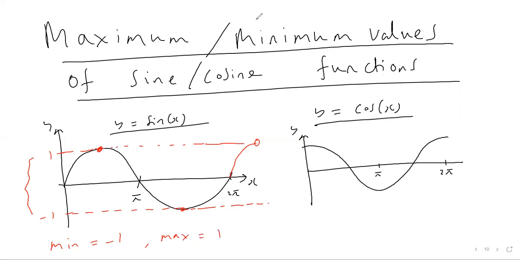And exactly the same idea with this cos graph, because again, the cos graph is just the sine graph shifted to the left by pi/2. That's what the cos graph is. So again, it's bounded between -1 and 1. So we can see that the max for cos is again 1, and the minimum is -1. So exactly the same as the sine as well.